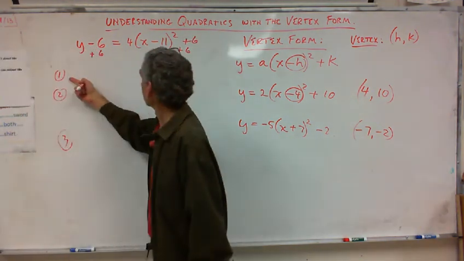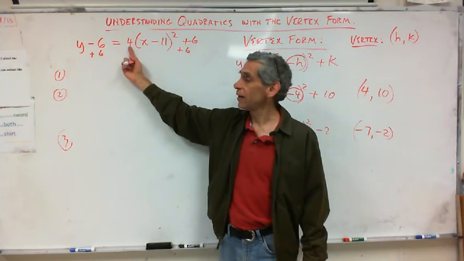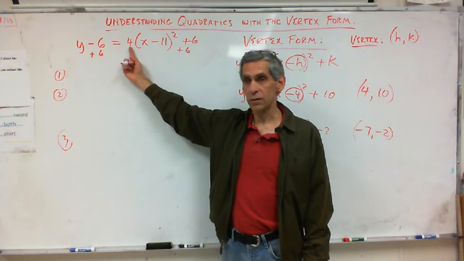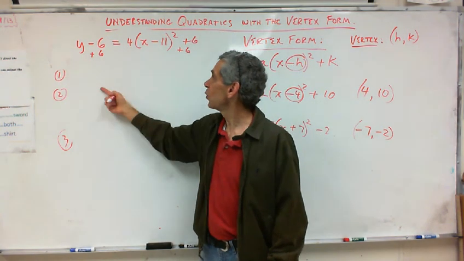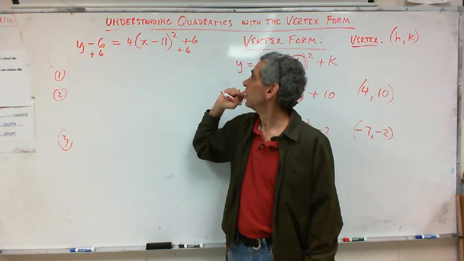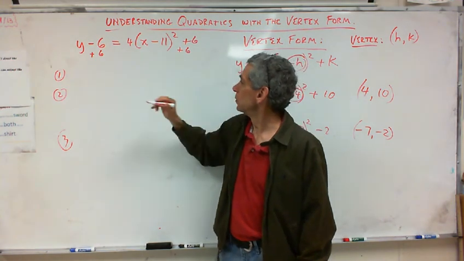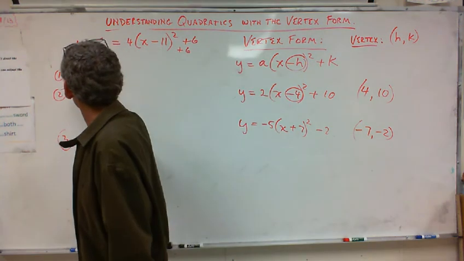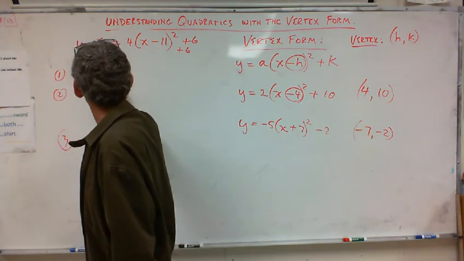So now, does it open upwards or downwards? You look at your A. Oh, upwards, right? It's positive. What's the coordinates of the vertex? Beckett. The coordinates of the vertex are 11 and 6. 11 comma 6. You got it.